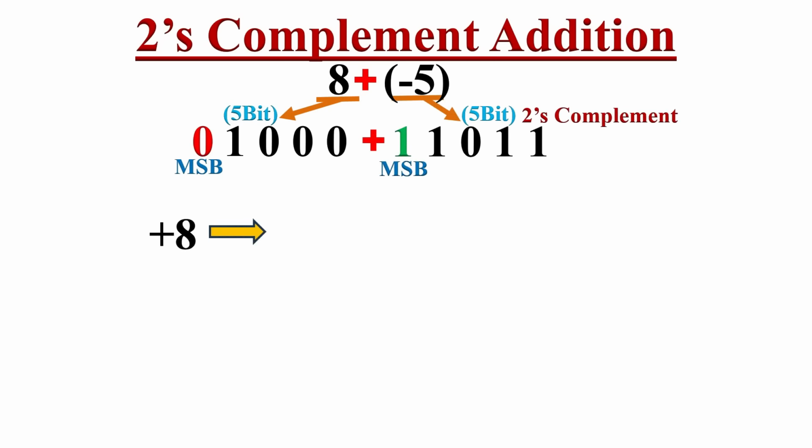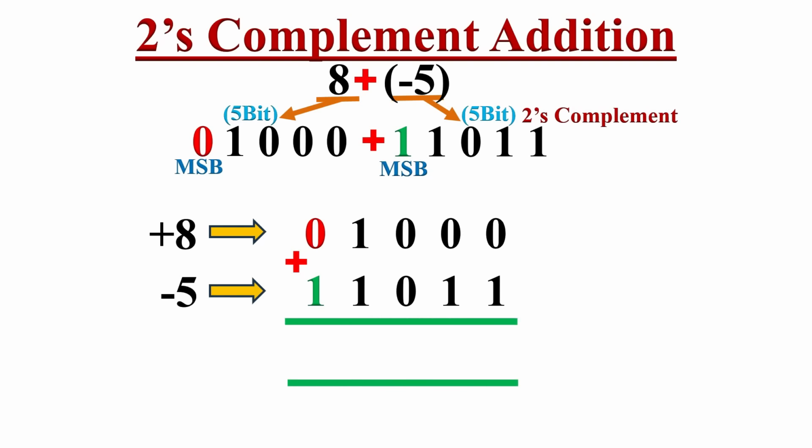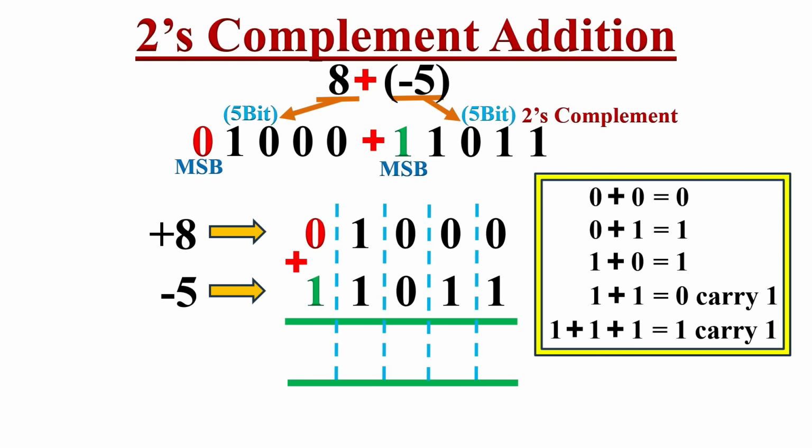So let's perform the addition between these two binary numbers. Here we must follow the column by column method and must start from LSB. So this 0 plus 1 equals 1. Next 0 plus 1 equals 1. Next 0 plus 0 equals 0. In the next column it is 1 plus 1, that equals 0 with a carry of 1 to the next column. Finally, the MSB column. It is also 1 plus 1, that equals 0 with a carry of 1 to the next column. We must ignore this final carry.